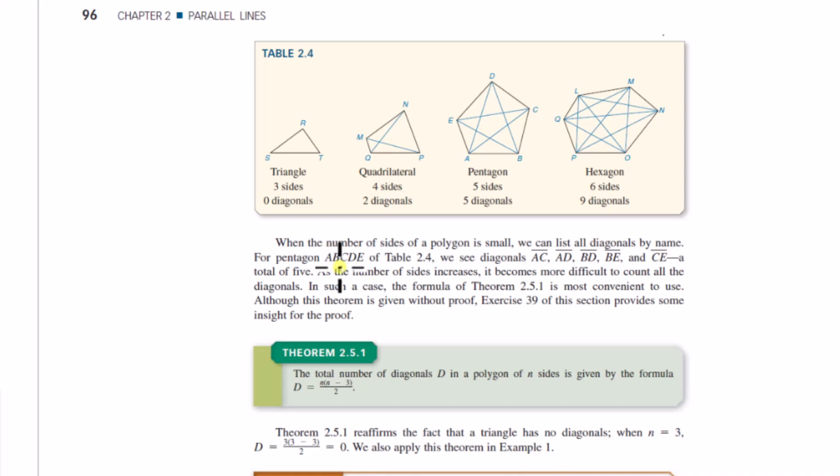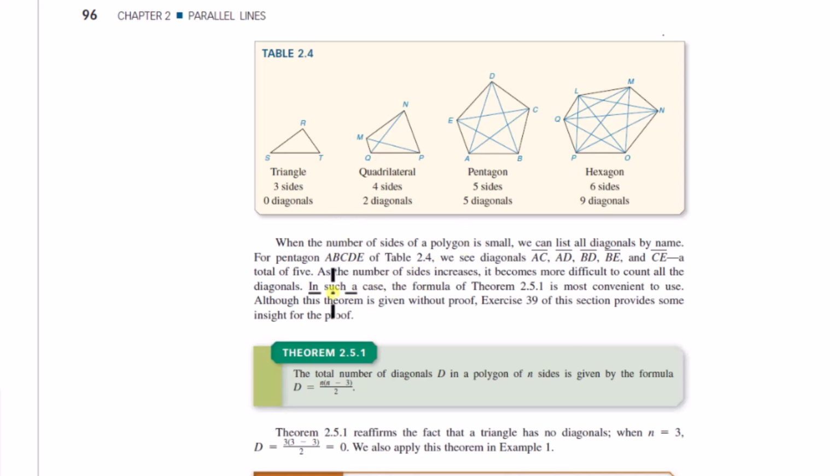For pentagon ABCDE of Table 2.4, we see diagonals AC, AD, BD, BE, and CE, a total of 5. Just list the non-consecutive letters. Let me make sure I got that right. AC, AD, AE, BD, BE, and then CE. Or no, wait, because A and E are consecutive. So let me try again. AC, AD, not AE, then BD, BE, and then CE.